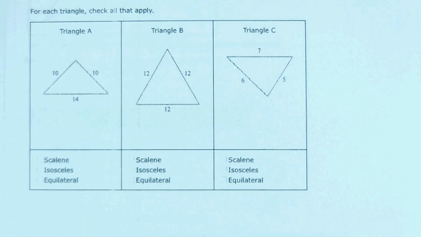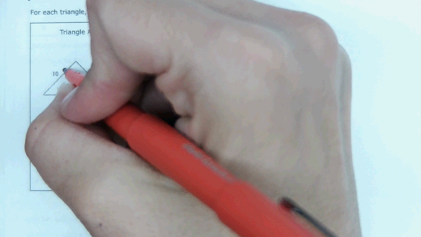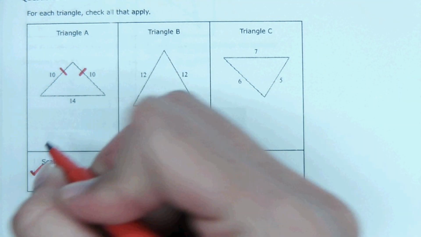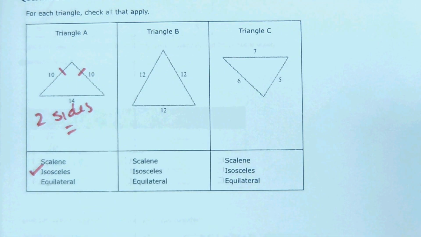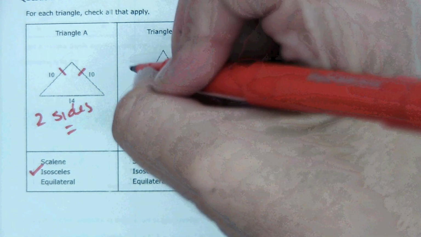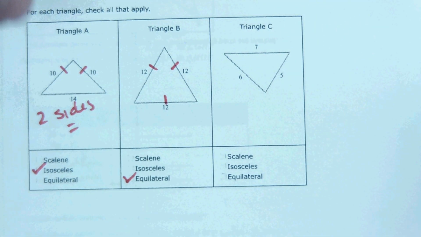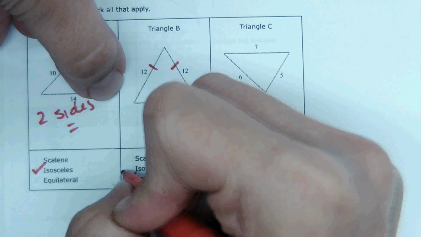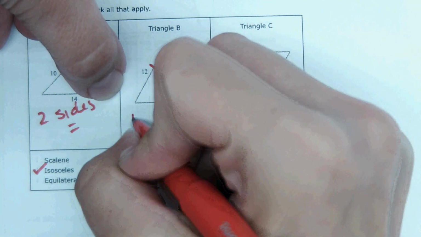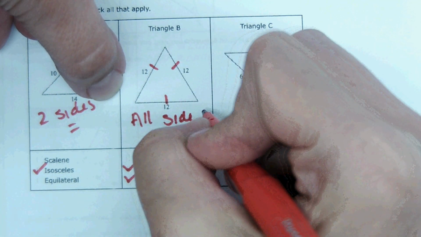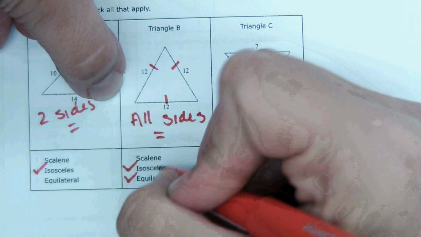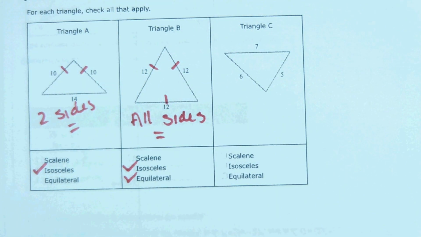Number 2 is whether the triangle is scalene, isosceles, or equilateral. So here, triangle A shows two sides equal, so that is isosceles. Two sides equal is isosceles. And then for B, all of the sides are equal, so it is equilateral. Some of you that have done this on Alex know that it's also isosceles because it has two sides equal as well.